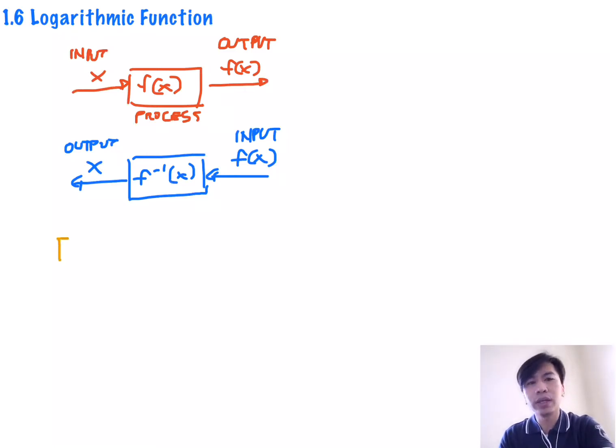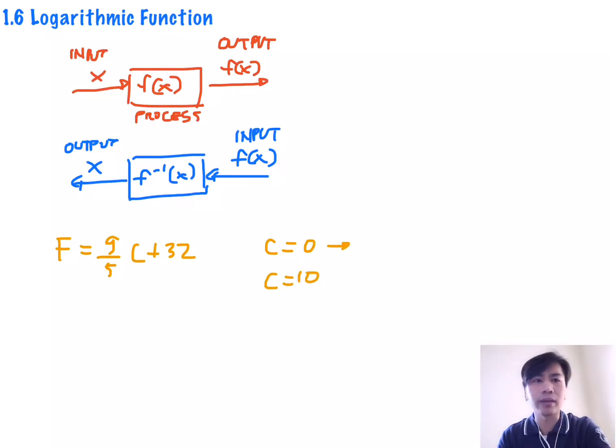Let's say we know the relations between the Fahrenheit and the Celsius. Fahrenheit, by the way, is a temperature, if you don't know. Fahrenheit is expressed as 9/5 Celsius plus 32. So let's say if we have the Celsius is equal to 0, then what is the F? If Celsius equal with 10 or Celsius equal with 20, then what is the Fahrenheit?